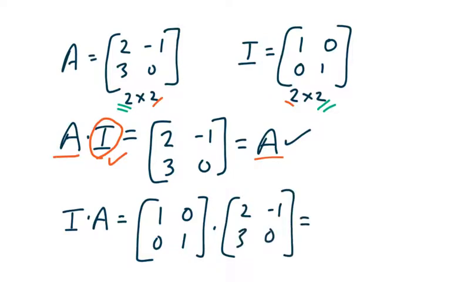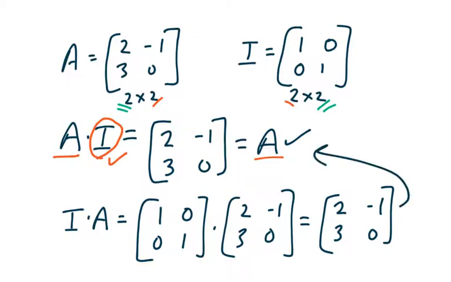All right, rows by columns. That means I should get a 2 by 2 answer, and the row from the left and columns from the right, I should actually get 2, -1, 3, and 0. And again, do you notice what I got back out? I got A back out.